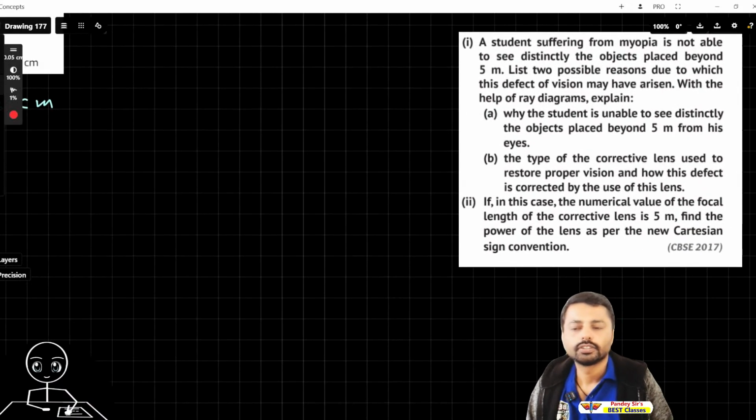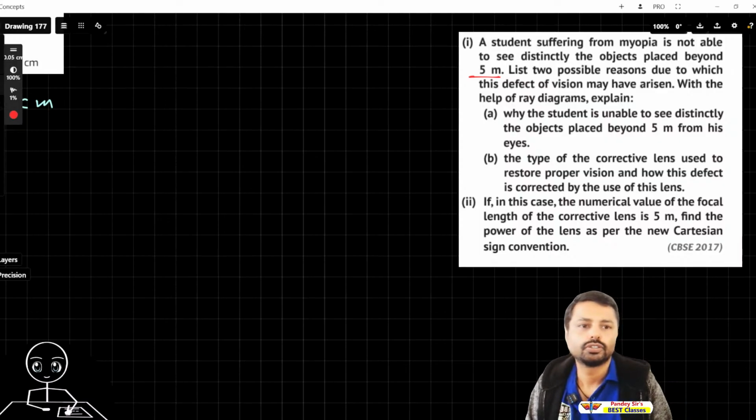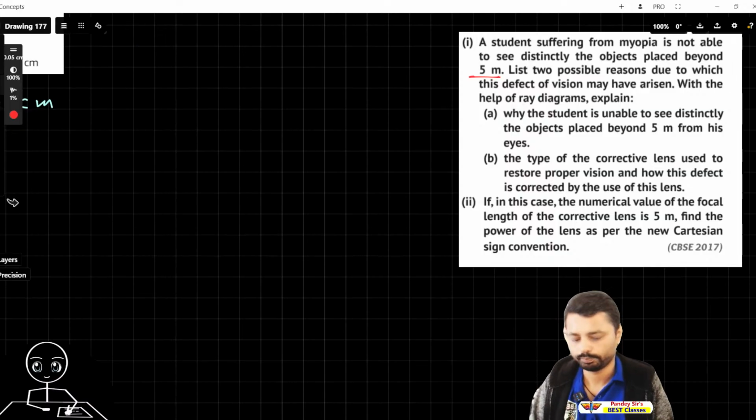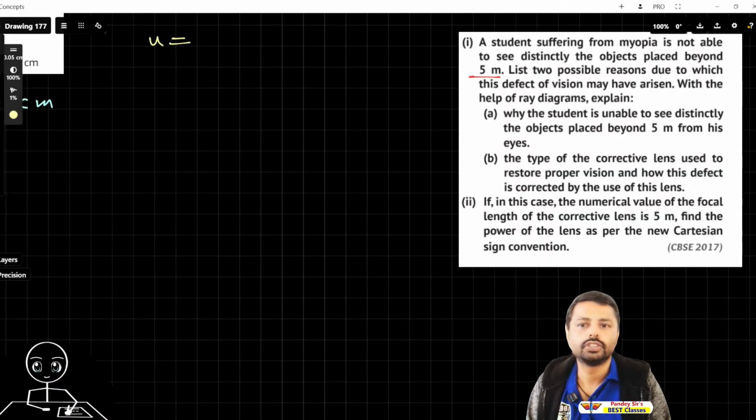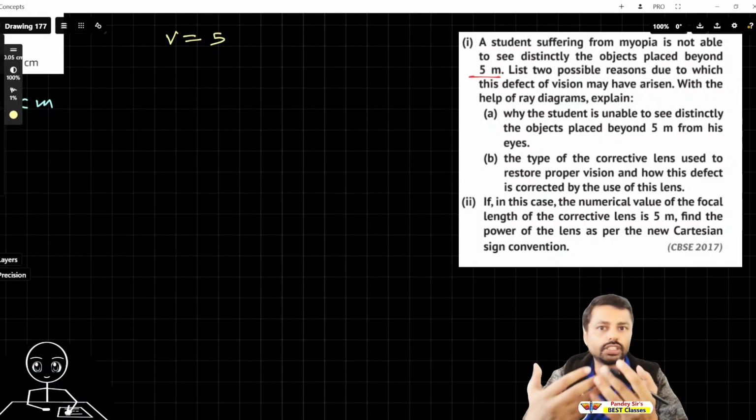In this question, I will give you a few seconds to solve. First, I'll explain it. A student suffering with myopia means nearsightedness. He can't see very far clearly, to see distinct objects beyond 5 meters. So the object distance is u equal to 5, and the image distance v equal to 5 means whatever the actual object is, we need to bring its image to just 5 meters.